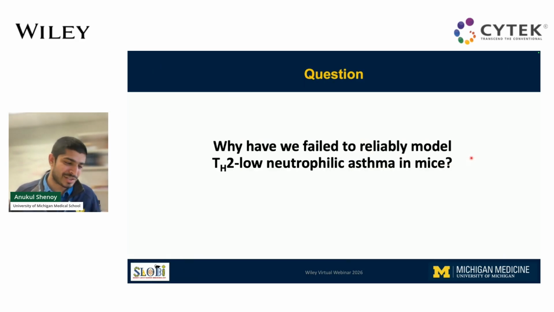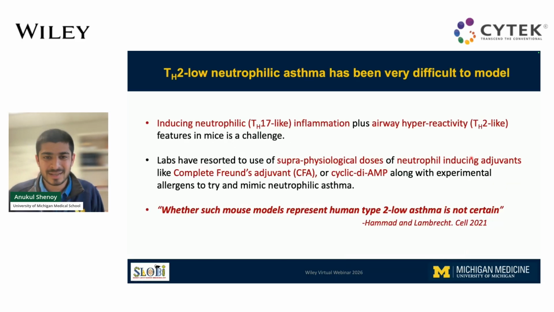As an immunologist, though, the question for me was, why have we failed to reliably model this disease? We have done so well with the Th2 high asthma, why not Th2 low asthma? And the reason for that is because a disease like neutrophilic asthma is calling for two different extremes of T cell phenotypes. You are asking for a Th17 driven neutrophilic inflammation while asking for airway hyperreactivity, which is driven by Th2 cells. And having both these types of inflammations in the same tissue in a mouse model has been a challenge.